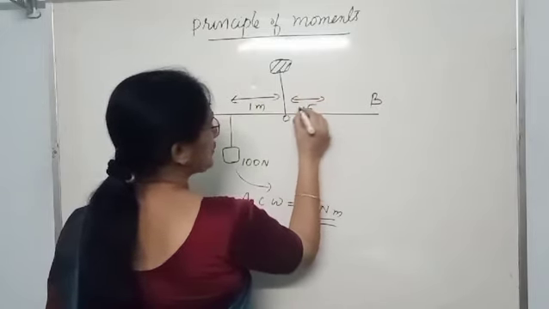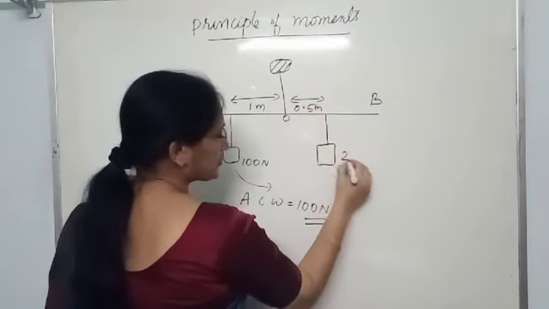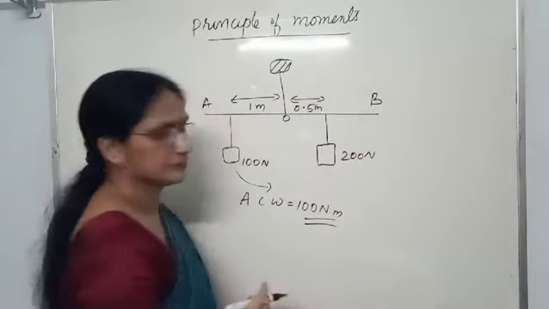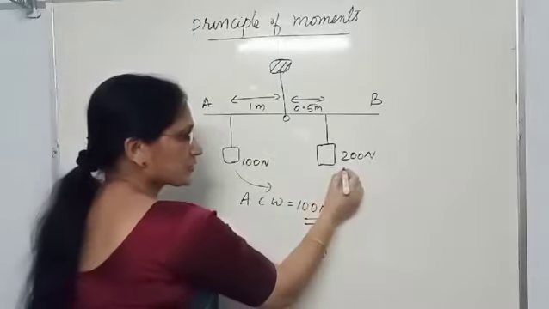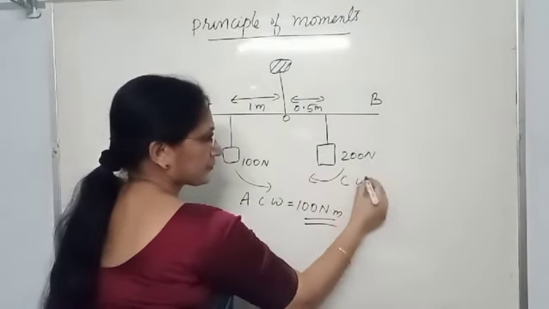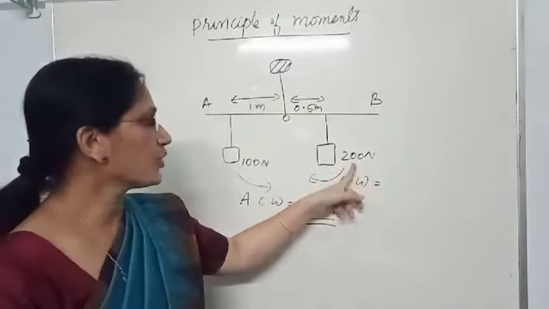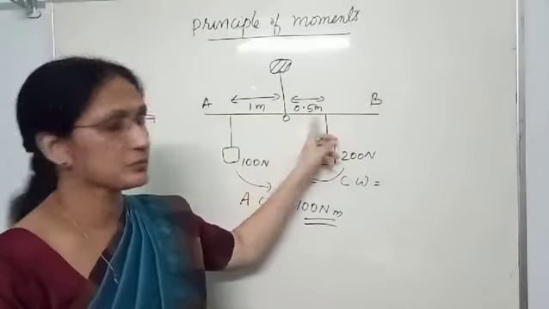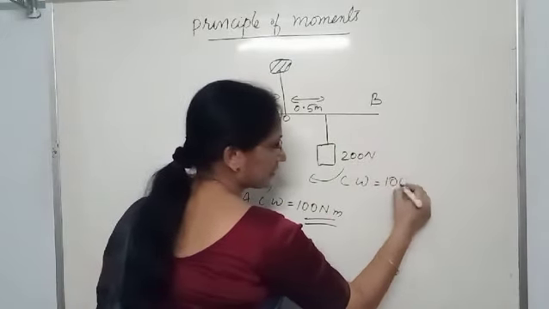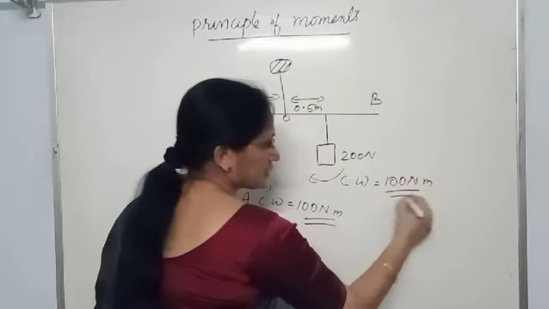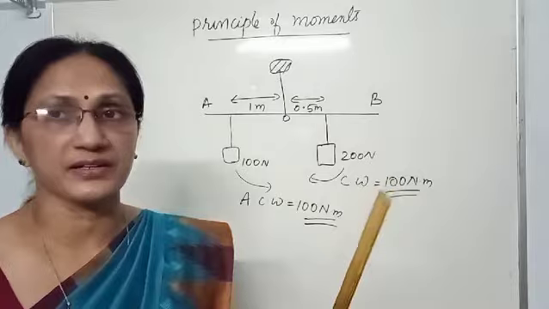At a distance of 0.5 meter, I am hanging a weight of 200 Newton. This 200 Newton force will produce a clockwise moment. That clockwise moment is 200 into 0.5, force into distance. We will get it as 100 Newton meter. So in this situation you can see the scale will again get balanced.